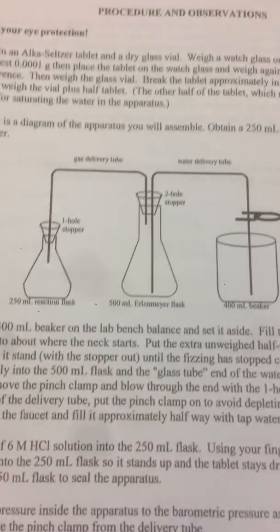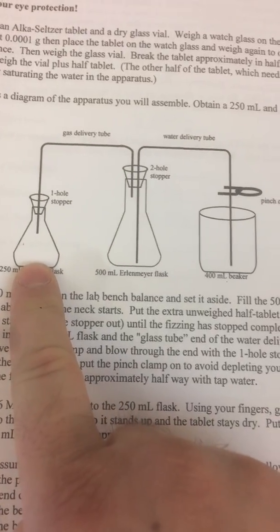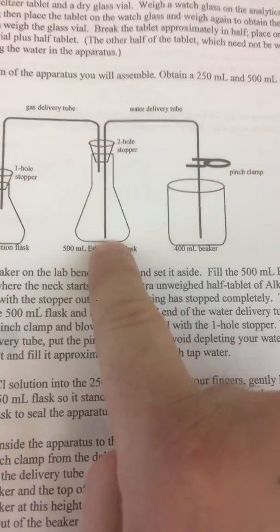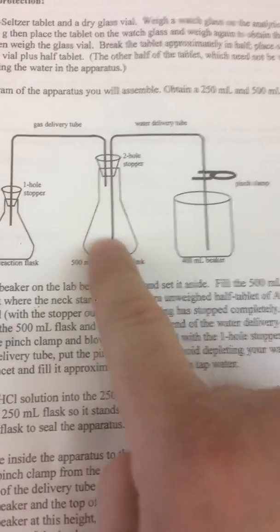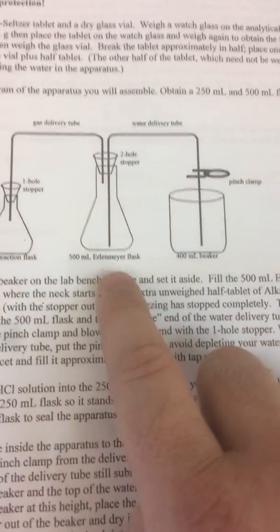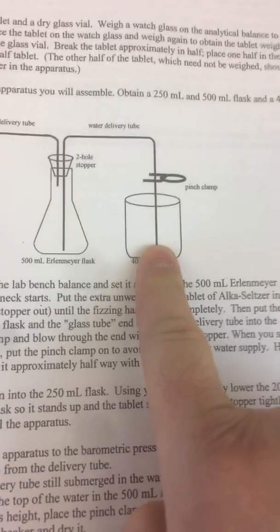This is the apparatus that you're going to see in a second. What we've got is, this is where the reaction is going to happen. It's going to produce carbon dioxide. That's going to go up here into this middle flask. This is filled with water. And what it's going to do is the carbon dioxide is going to exert pressure. It's going to force the water out, and it's going to get collected into this beaker right here.